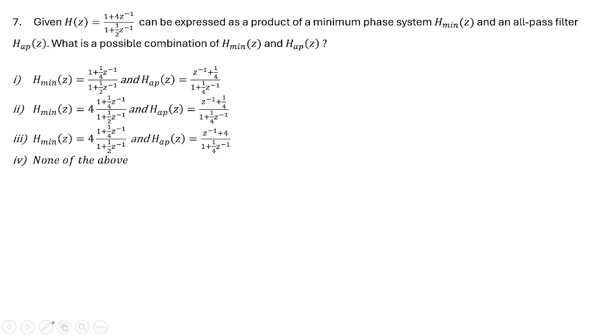Now we move to question 7. You can see H(z) is given as a first order transfer function, which can be expressed as a product of a minimum phase system H min of z and an all pass filter H AP of z. The question asks what is a possible combination of H min of z and H AP of z.